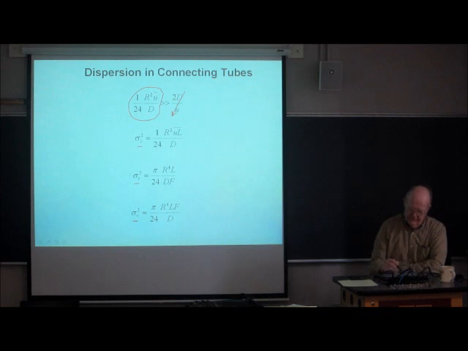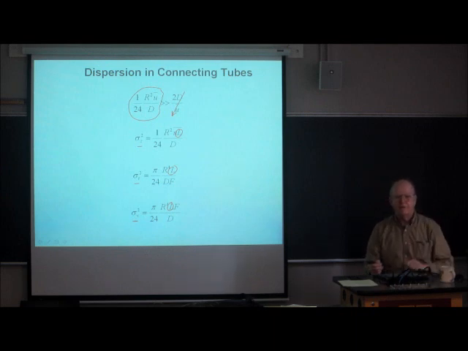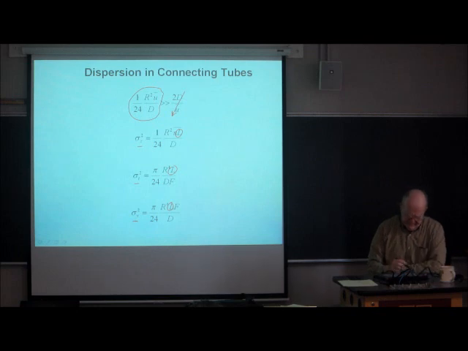Notice that all of these are proportional to the length, to the first power. So if you double the length, you're going to double the variance. They're all inversely related to the diffusion coefficient. These two, the flow-based ones, go with the fourth power of the radius. The distance-based one goes with the second power of the radius. That's an important difference.